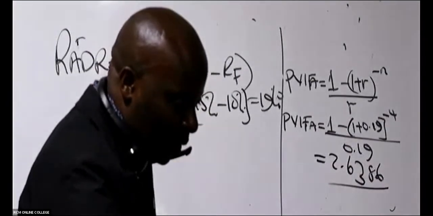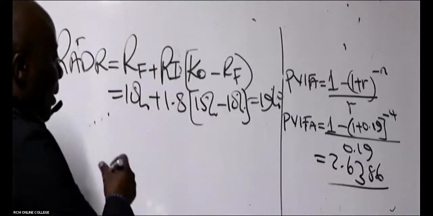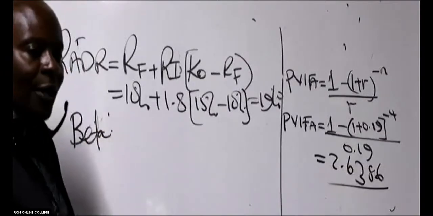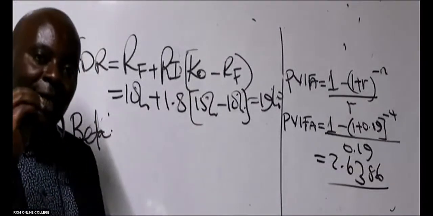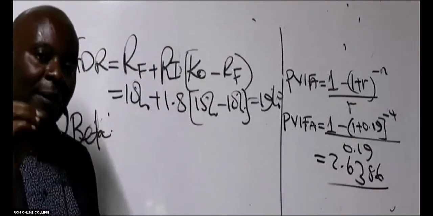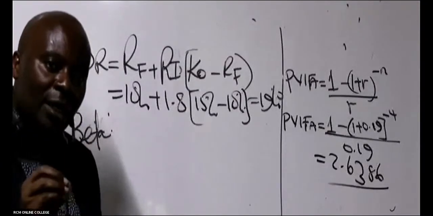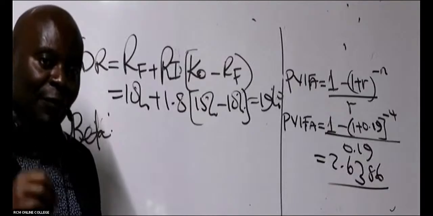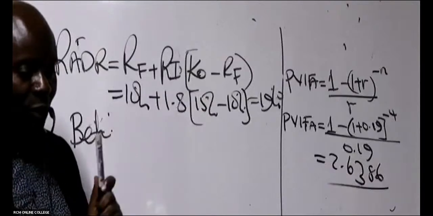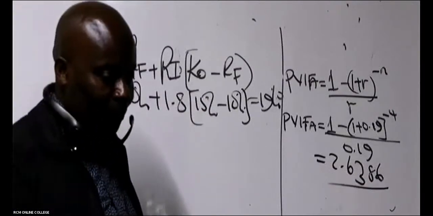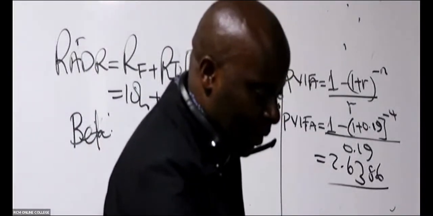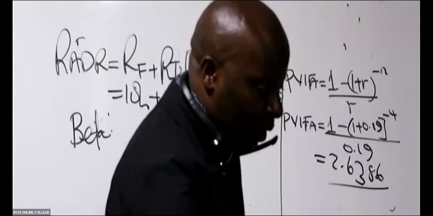Why am I using beta? It's because, ladies and gentlemen, you must have been told when you did CAPM that beta is a risk index, which measures systematic risk. So your examiner will either call it risk index or beta factor, interchangeably. So I hope I've answered your question, Peter.